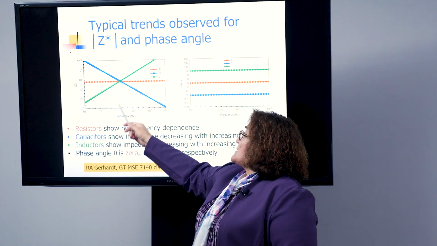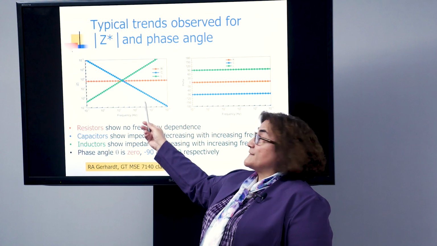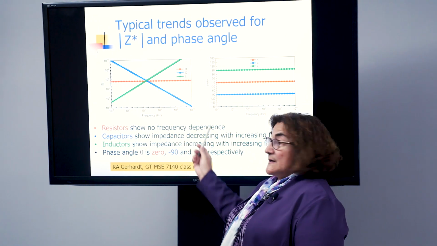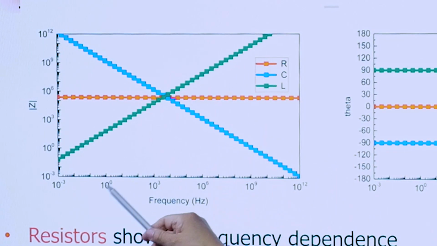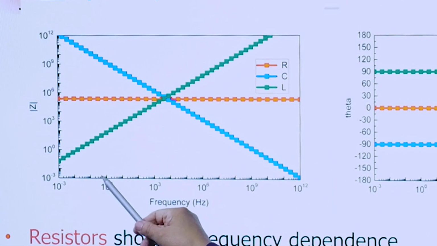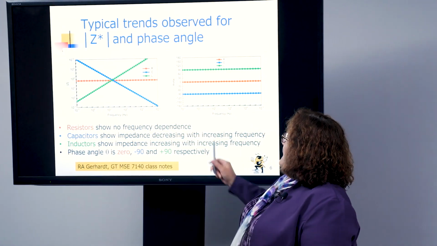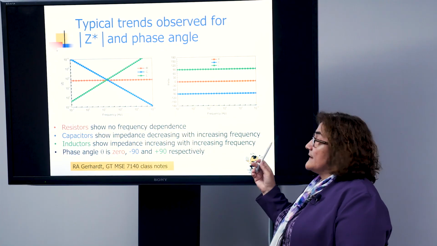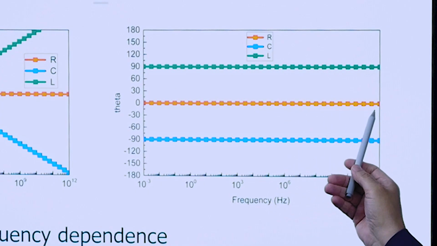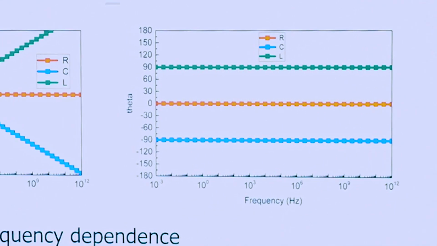But the point is that as you increase the frequency in a capacitor, you will always see the magnitude of the impedance vector go down as you increase the frequency. In contrast, for the inductor, which is represented by the green line, you have the impedance actually increasing with frequency. These go together with the phase angle, which I described in the earlier case. For resistors, the phase angle is 0. For capacitors, the phase angle is minus 90. And for inductors, the phase angle is plus 90.